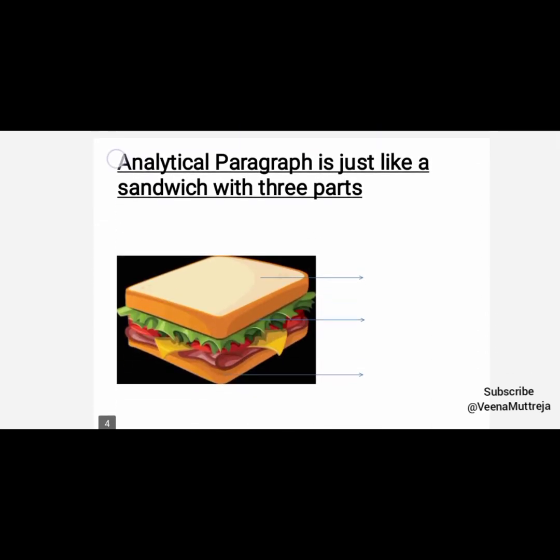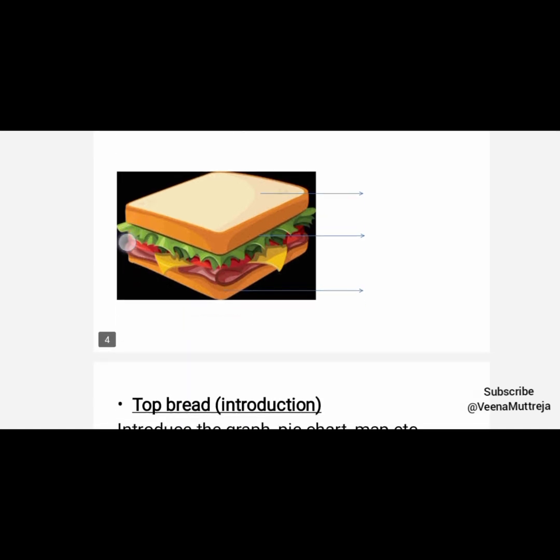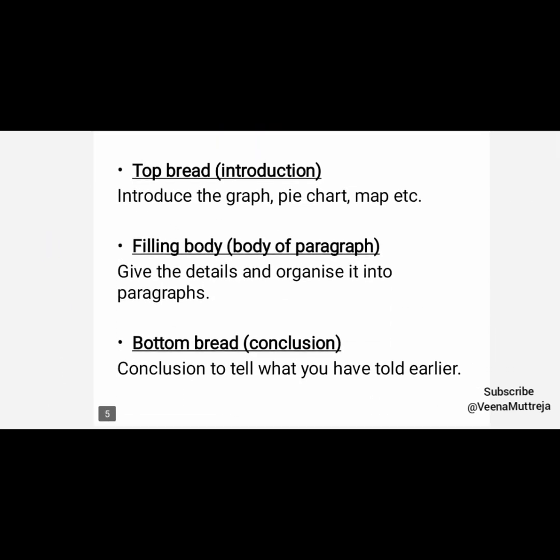Let us start. Analytical paragraph is just like a sandwich. All of you must have seen a sandwich. It is of 3 layers. See the picture. Top layer says introduction. Middle filling shows body of paragraph, and the bottom bread shows the conclusion. In the same way, your analytical paragraph has 3 parts. Top bread is introduction, where you introduce the graph, pie chart, map, etc. whatever is given to you.